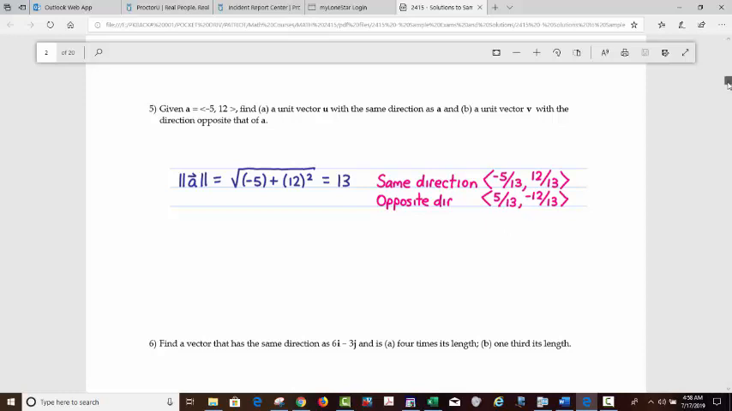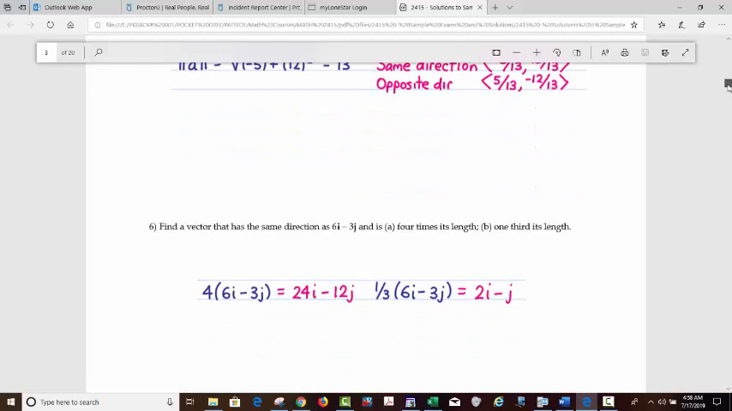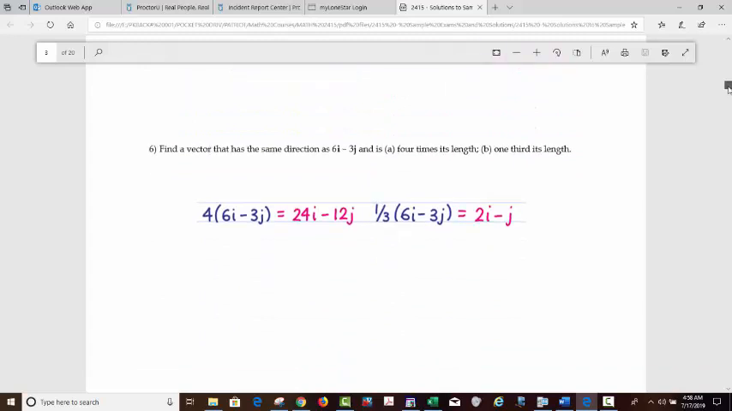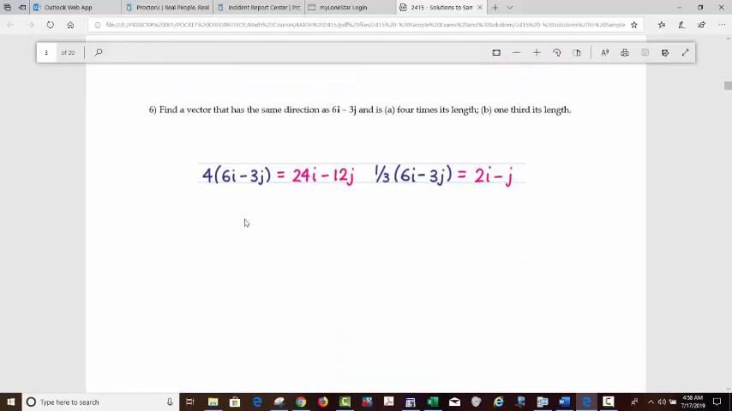All right, so let's see what we have here. And the vector to be 4 times its length, all you have to do is just multiply the vector by 4. And then for 1/3 of its length, you just multiply the vector by 1/3. So that's pretty straightforward. I think that's easy enough.